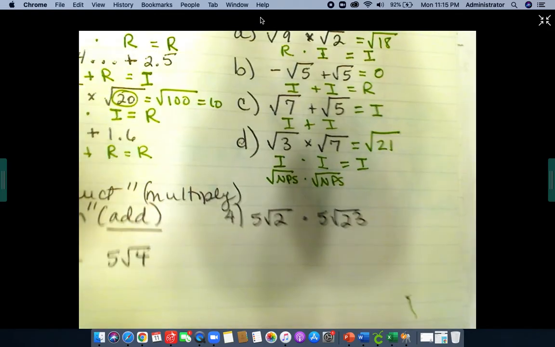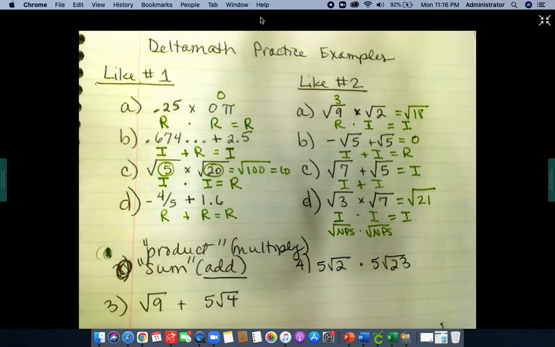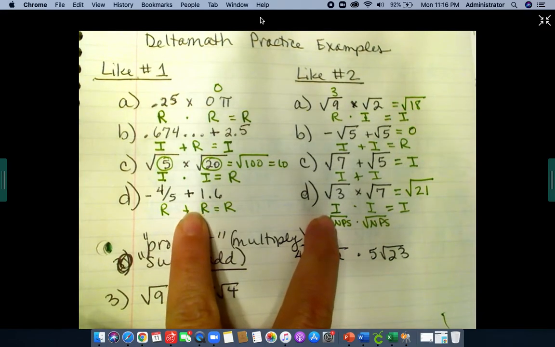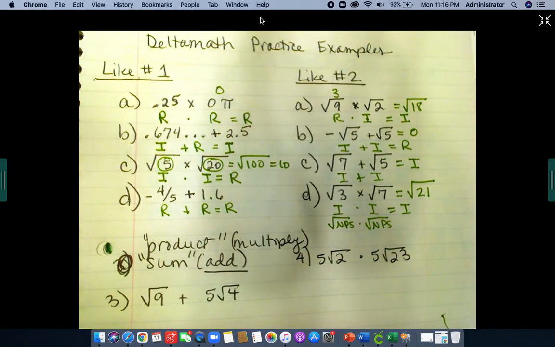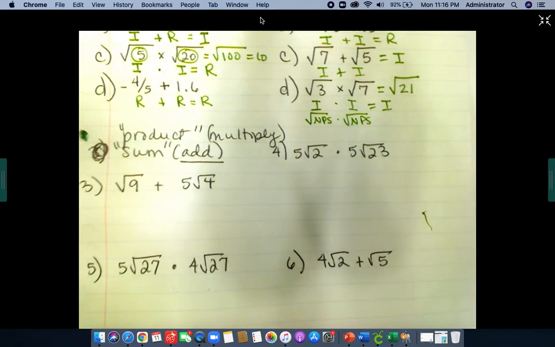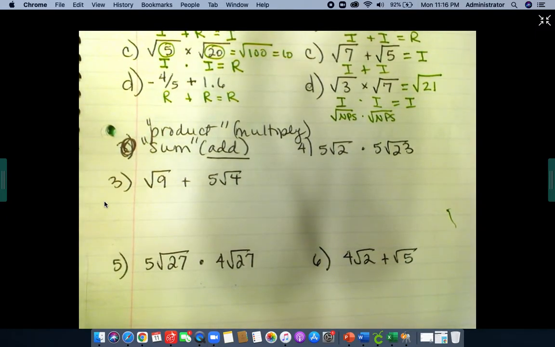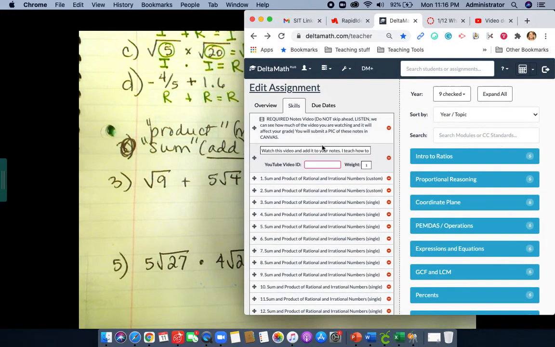So if you want, after adding these, you can pause the video and then go try numbers 1 and 2, because this is not exactly like 1 and 2 on Deltamath. I am going to continue the video and do 3, 4, 5, and 6 to teach you how to multiply these radicals together, okay? So I am going to refer back to the Deltamath assignment and look at number 3.